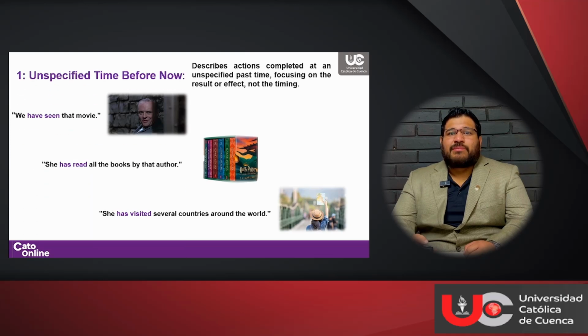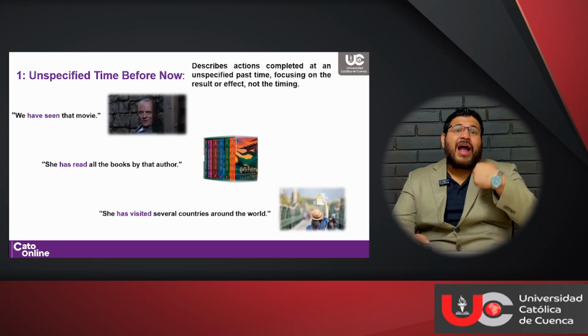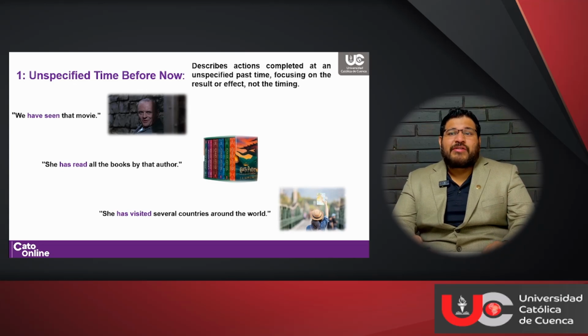So let's see these examples together. Okay, for the first function, an unspecified time before now, we can see that it describes actions completed at a specific time, focusing on the results or the effects, not the timing. As you can see, you mostly have seen this movie. So in this case, we can see the picture and we can say, oh, we have seen that movie, or I have seen that movie. Okay, if we can see the Harry Potter collection of books, we can see that she has read all the books by that author. So we can see that here the intention is implying that the action has been done, but not the timing.